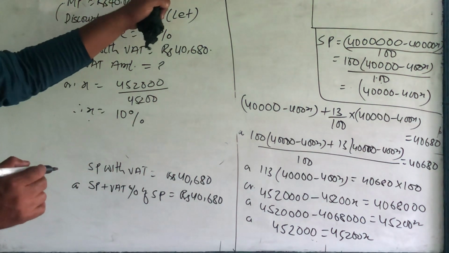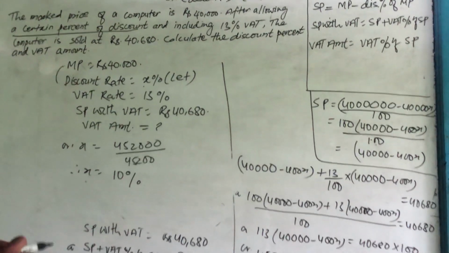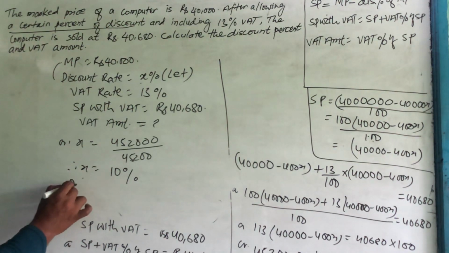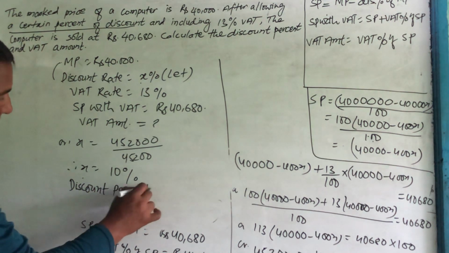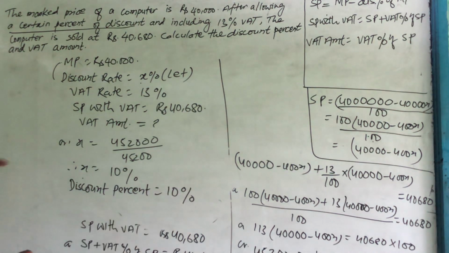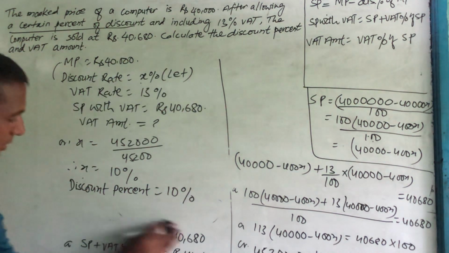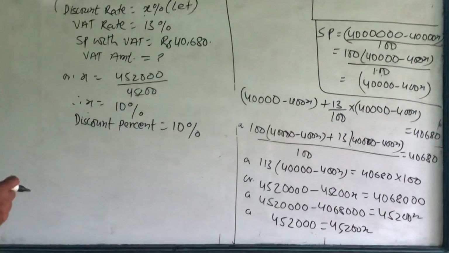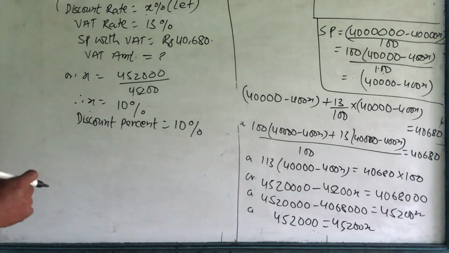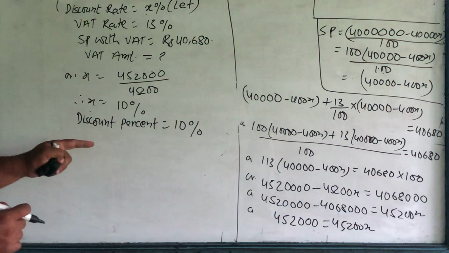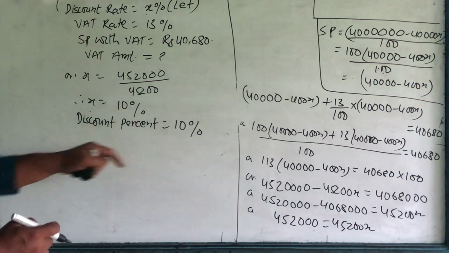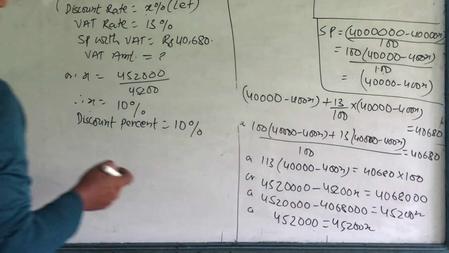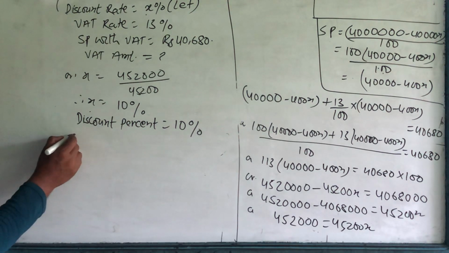And the question is, calculate the discount percent and VAT amount. We got x, it means discount rate, discount percent, it means 10% we got. Now you have to find the VAT amount. So students, VAT amount. It's very easy, because to find the VAT amount, you have to find SP. It means, first you can find the SP. It can be easy.